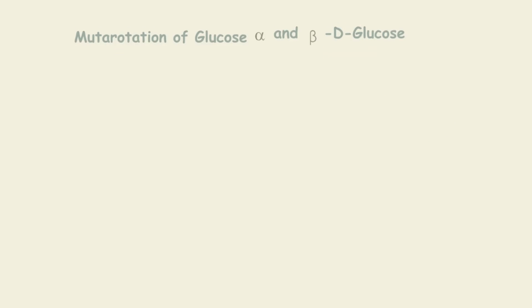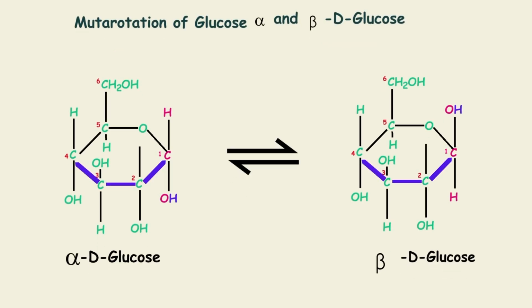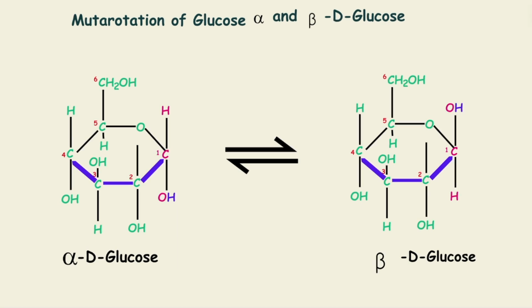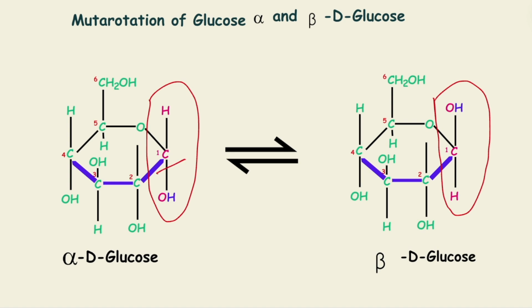Now next, let us understand the mutarotation of alpha and beta D-glucose. Mutarotation is the slight gradual change in rotation to an equilibrium point. This rotation generally happens when alpha and beta anomers are dissolved in water.